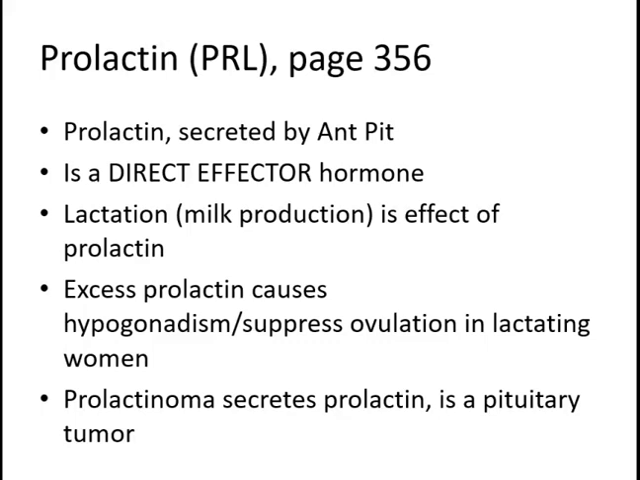Excess prolactin can cause hypogonadism or suppressed ovulation in lactating females. And hypogonadism just means a failure of the gonads to function properly, and that can refer to testes or ovaries in men or women. Prolactinoma, which is a pituitary tumor, secretes prolactin, and a prolactinoma usually results in too much prolactin.